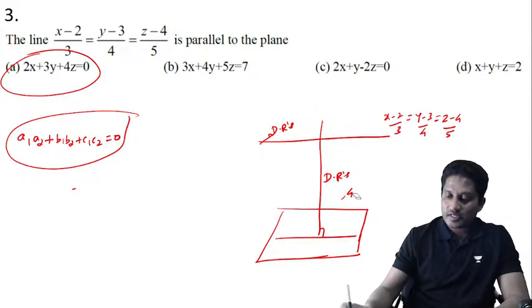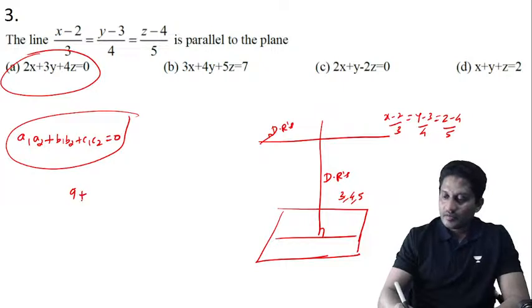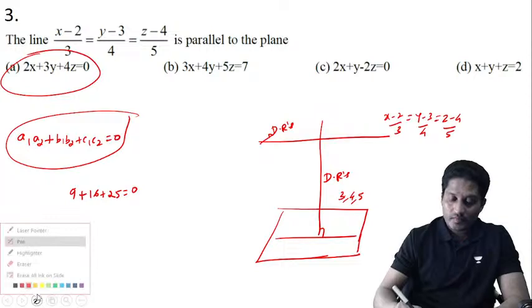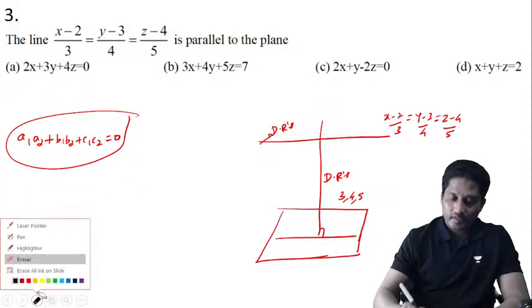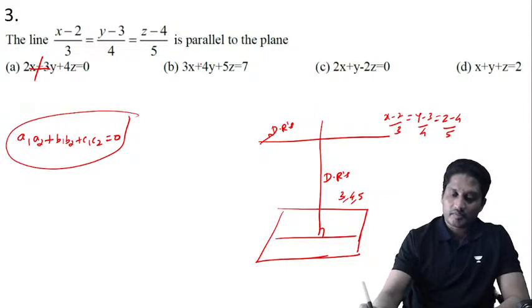Suppose the second option is 3, 4, 5. If I multiply, still I will not get 0, because 9 plus 16 plus 25 are all positive, it won't be 0. So the first option is ruled out, the second option is ruled out. It cannot be the first option, it cannot be the second option.